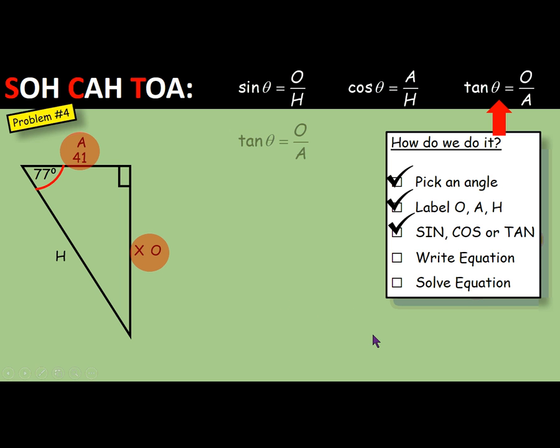Next, we write an equation. Start with the blank one. Then start filling in the numbers from this problem. We have tangent of 77 is equal to X over 41. The one step to solving this thing, multiply both sides by 41. What do we get for X? It's going to be 177.6 degrees, or 0.6, not degrees. That's solving the equation. Check.